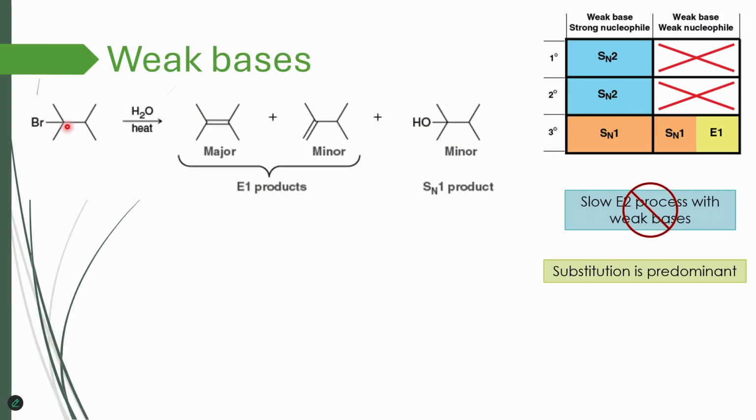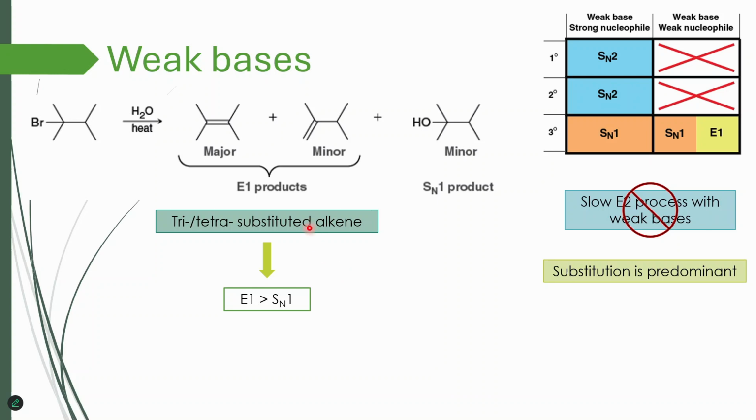So you have a tertiary substrate, you have H2O, and H2O is a weak base and weak nucleophile. So you will form E1 and SN1, but because your E1 products are tri or tetrasubstituted, for example, here this is disubstituted, but usually whenever you have a tri or tetrasubstituted alkene as your E1 product, your E1 is going to be major. E1 is going to dominate. But if you don't form a highly substituted alkene like monosubstituted or disubstituted alkene, then your SN1 is going to be major.